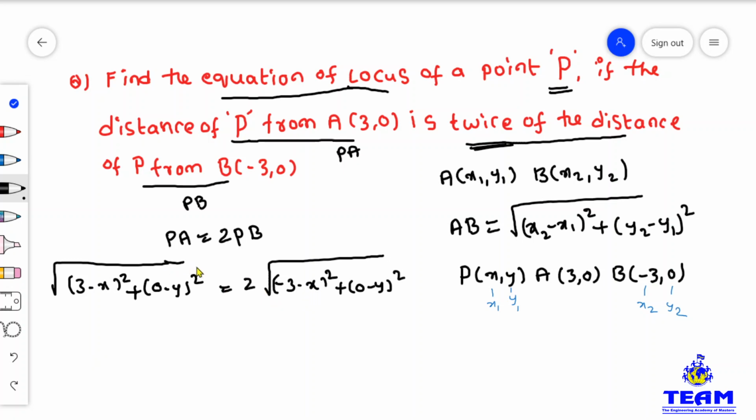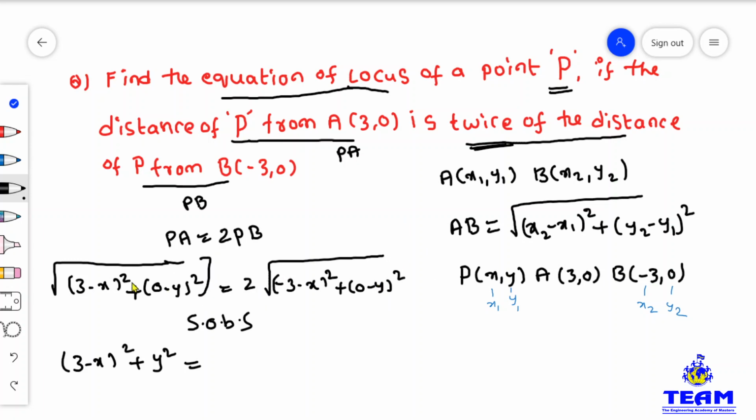Friends, the left side and right side both have a square root, so squaring on both sides. Then the square and the square root get cancelled. The remaining part is (3 minus x) whole square plus (0 minus y), that is y square, is equal to, since we are squaring both sides, the square and root cancel, and here also we square, so 2 square.